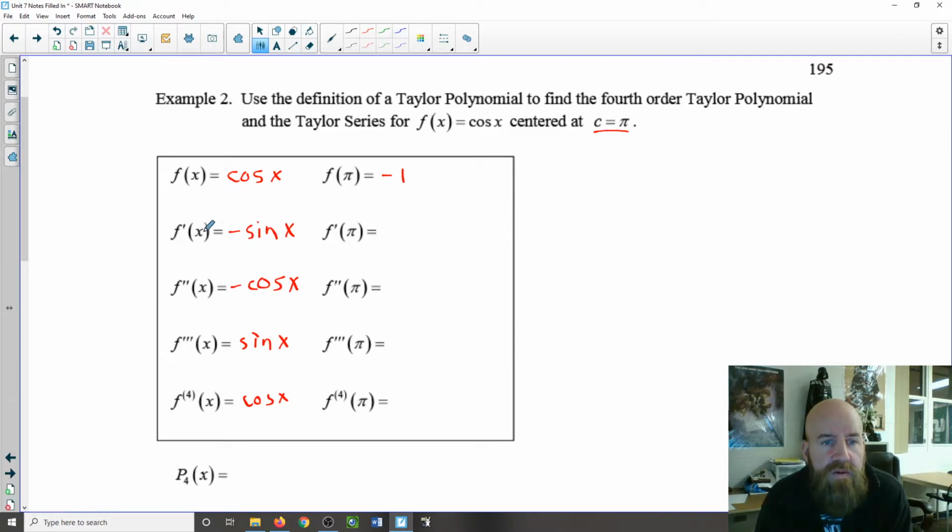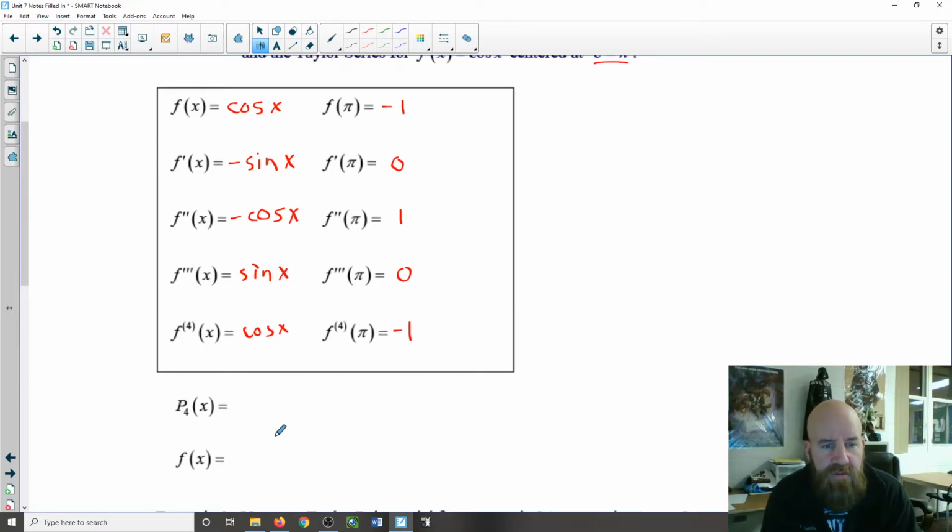And then we're evaluating sine at pi. Sine at pi is 0, so negative 0, just 0. Negative cosine of pi: cosine of pi we just said was negative 1, but we're taking the opposite of that, so we get positive 1. Sine of pi we just said was 0, and cosine of pi is back to negative 1. We're going to go in this pattern because we know the derivatives of sine and cosine go in a pattern. So now we can write out this polynomial.